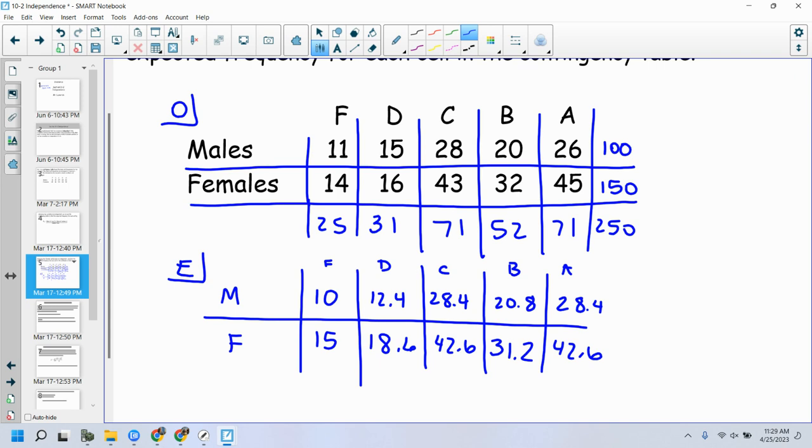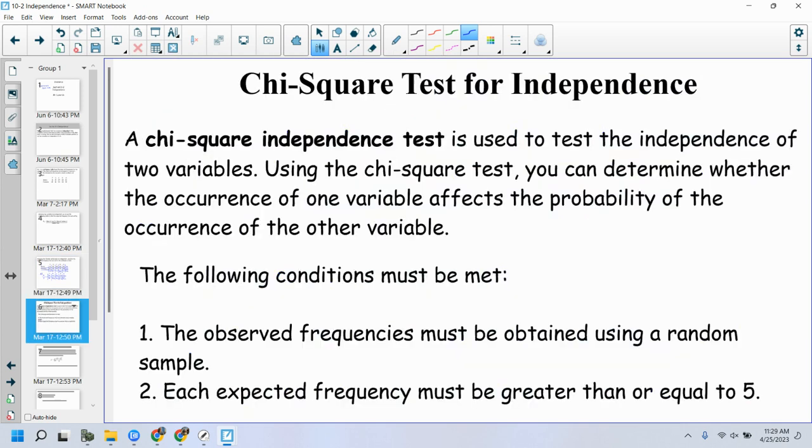Okay, now what we can do is run a chi-square test for independence. Now, it's going to be using the exact same chi-square chart. Okay? You're going to be using that exact same chi-square chart. But this, instead of a goodness of fit test, is called the independence test. A chi-square independence test is used to test the independence of two variables. Using the chi-square test, you can determine whether the occurrence of one variable affects the probability of the occurrence of the other variable.